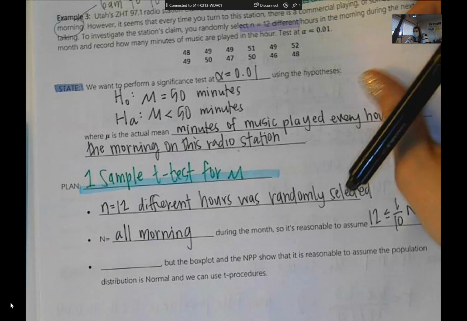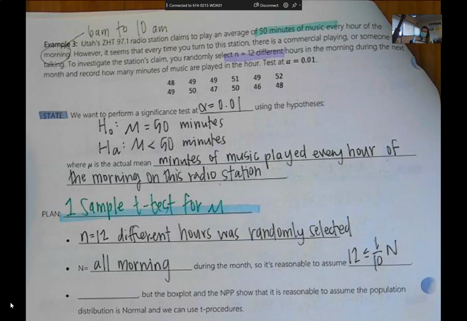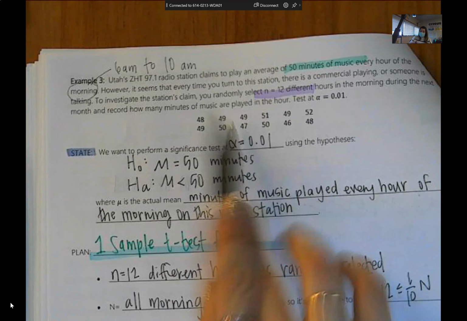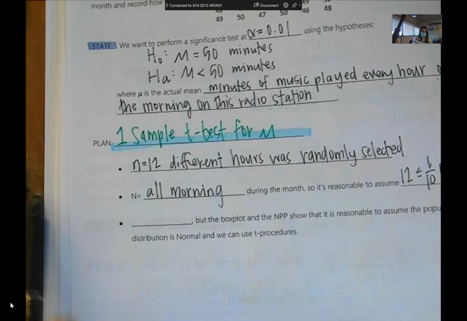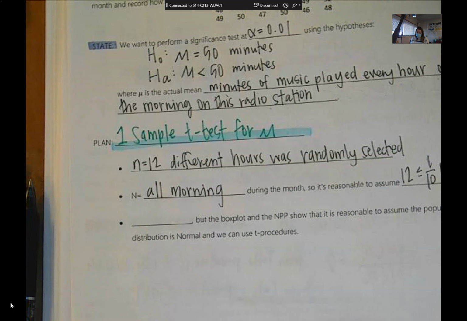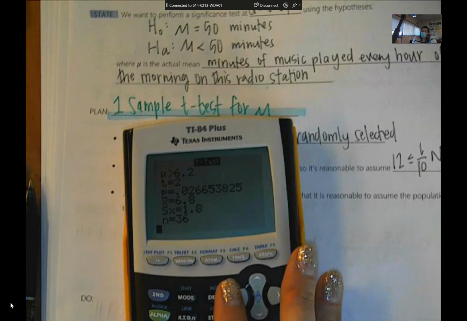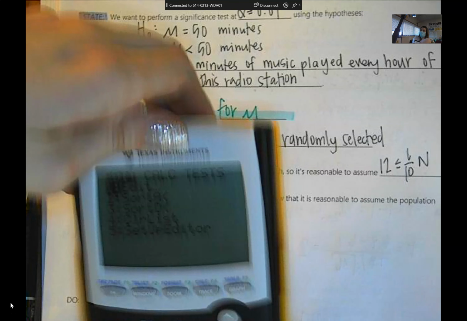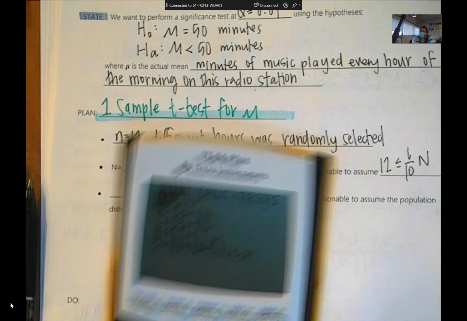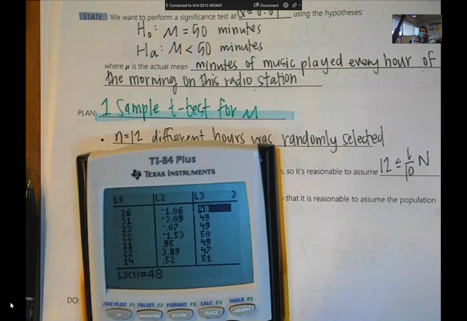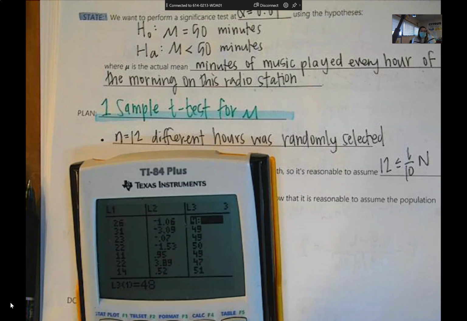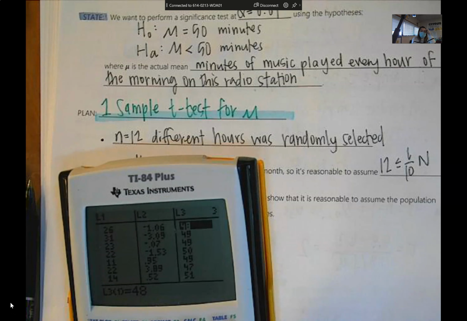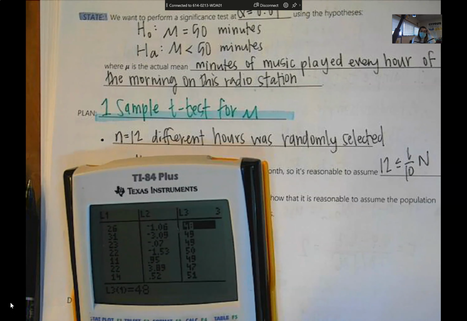And now comes the work. So we are not told that this population is normal, which means this is the point at which we should enter the data in our calculator. So to do that, we're going to go to Stat. We're going to hit 1. And you're going to enter that data into one of your lists. Remember, hit clear, not delete.